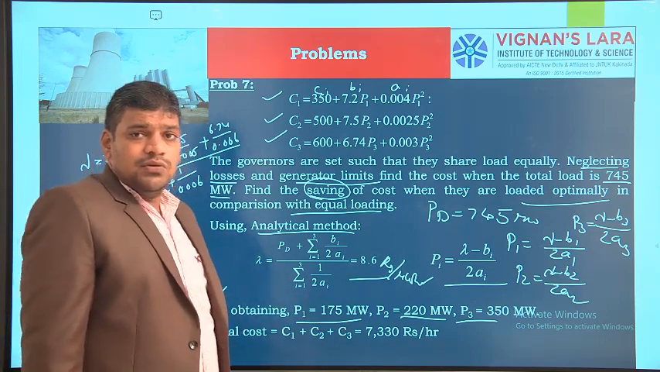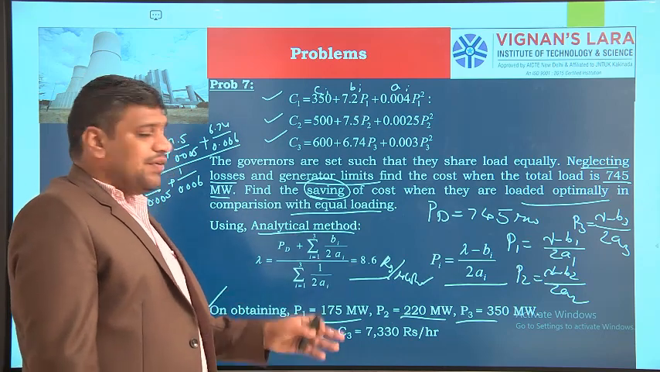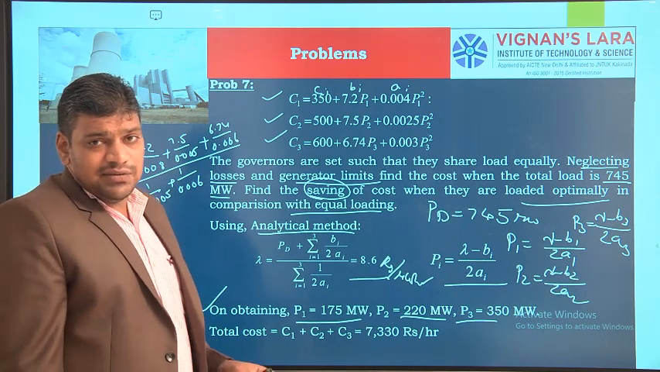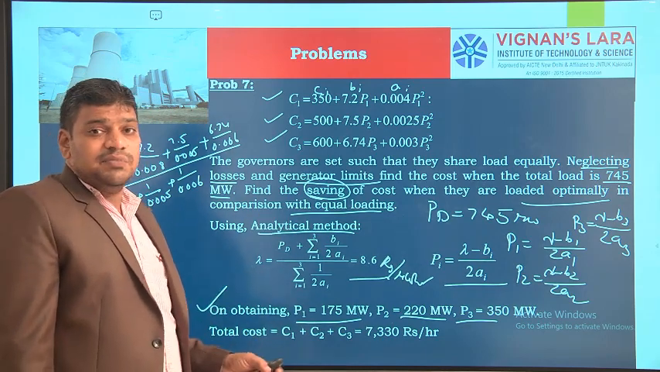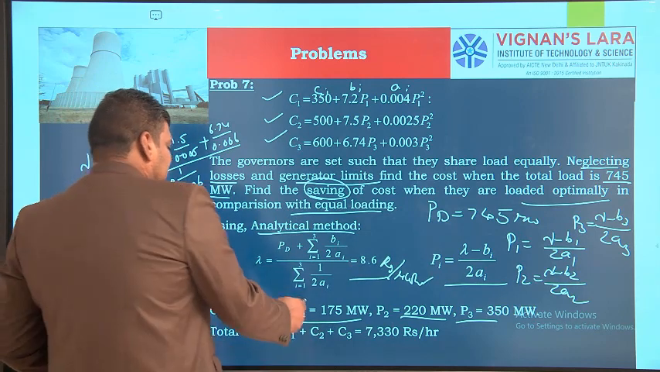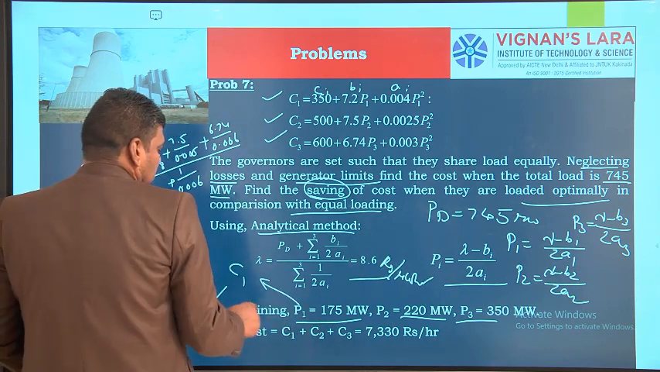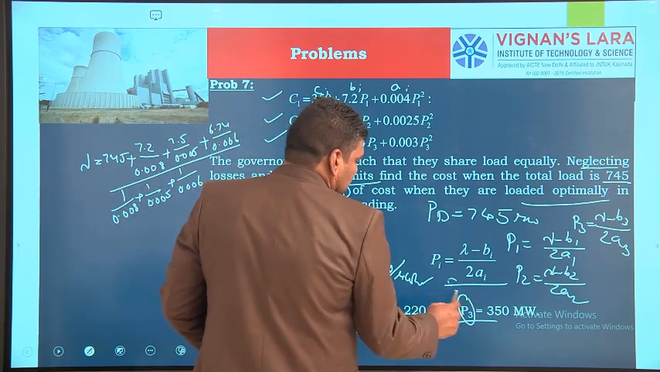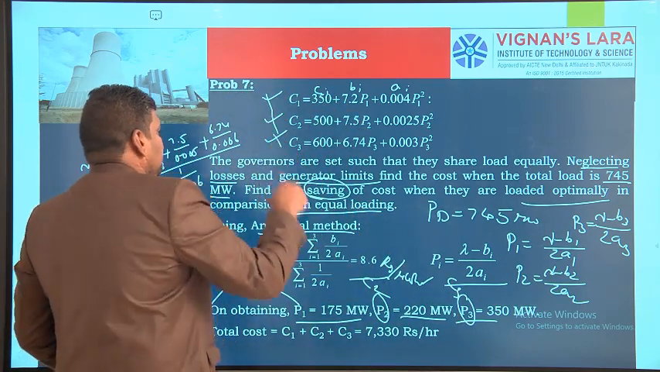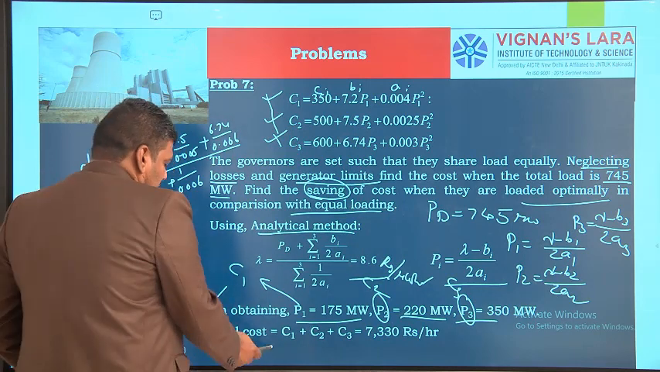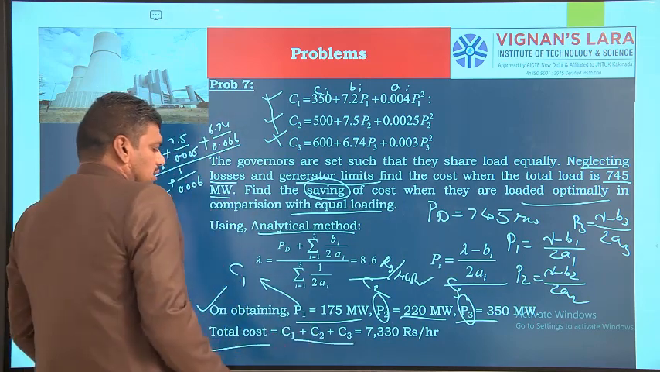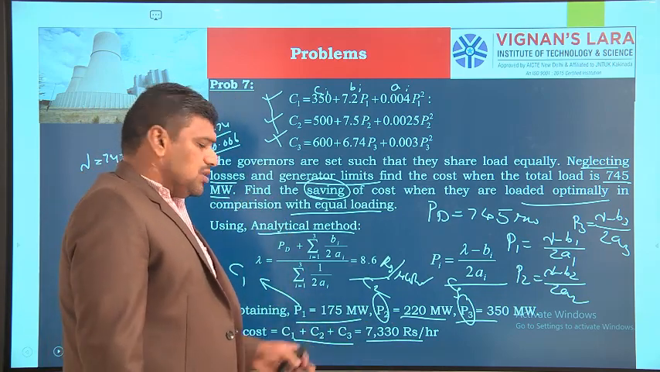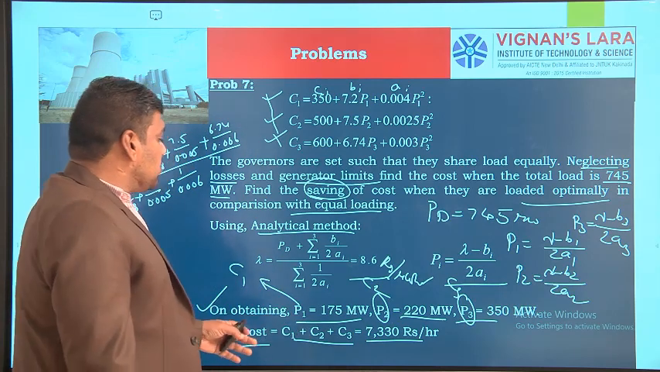So this is the economic dispatch. We have now performed the economic dispatch. The load of 745 megawatts is shared among the three generators economically, meaning such that the cost is minimum. After substituting P1 in C1, P2 in C2 and P3 in C3, the total cost is C1 plus C2 plus C3. The value is 7,330 rupees per hour. You can use a calculator to obtain this value.